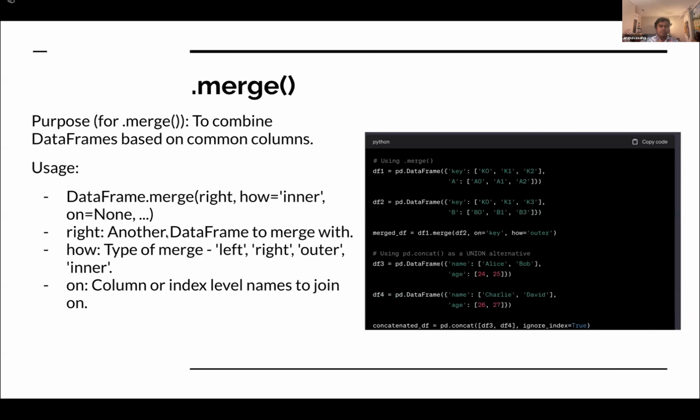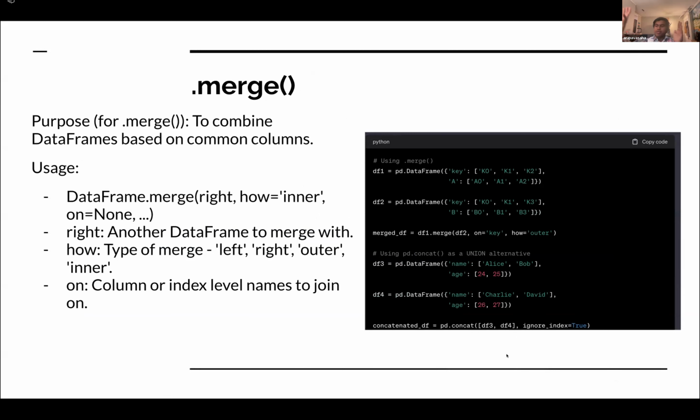There's also merge, which combines data frames based on common columns. I'll explain this. There are different types of merging. There's inner join, where you only join records or fields that are the same based on your parameters.